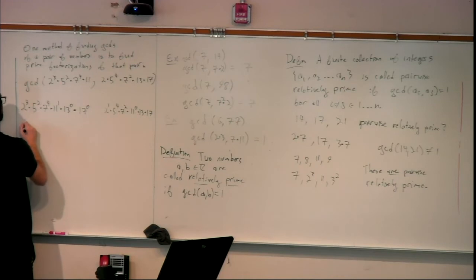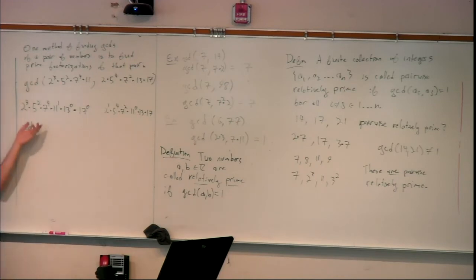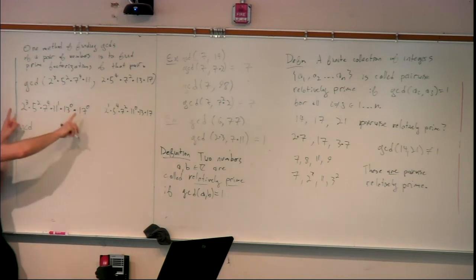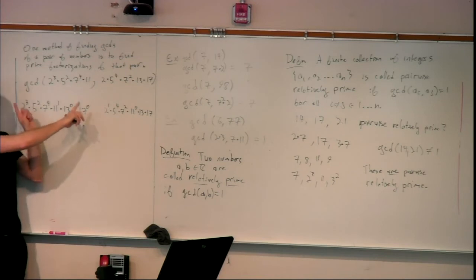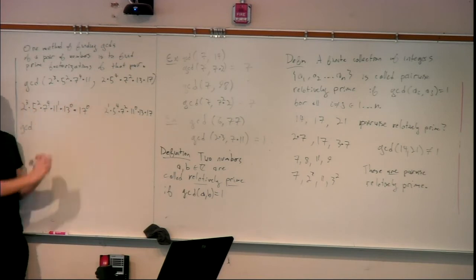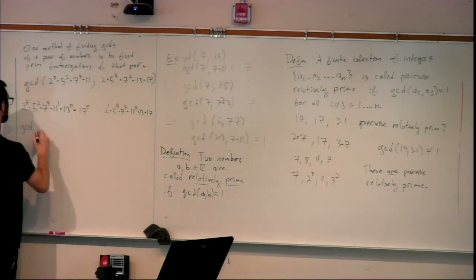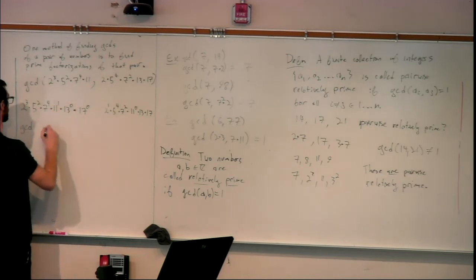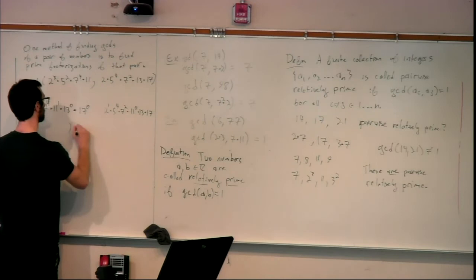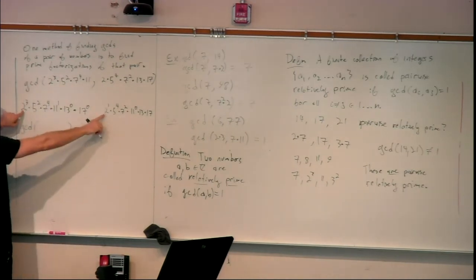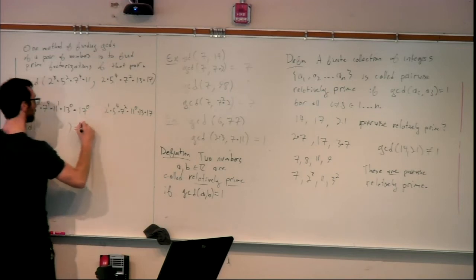Then the GCD of these two numbers is going to be: look through every prime and take the minimum of the powers in each case. So the GCD of these numbers is going to be, well, I look at the first prime that appears, and I take the lowest power. So it's going to be 2 to the 1.